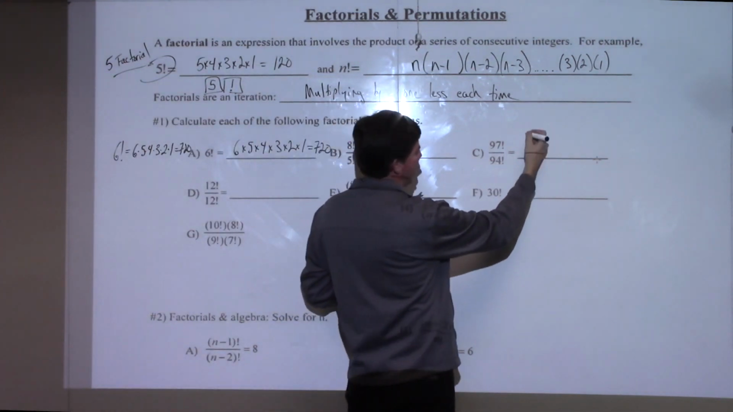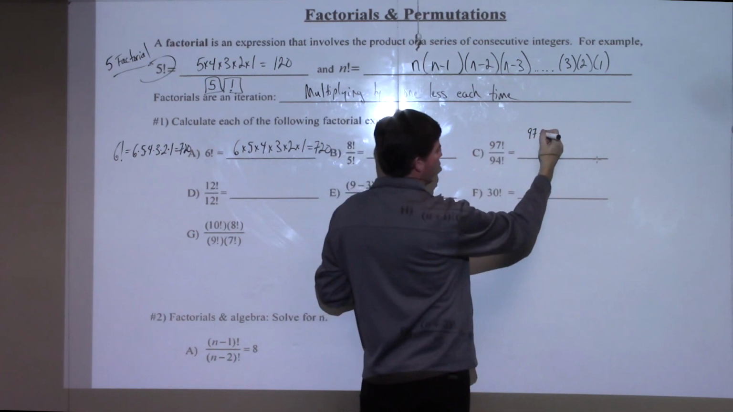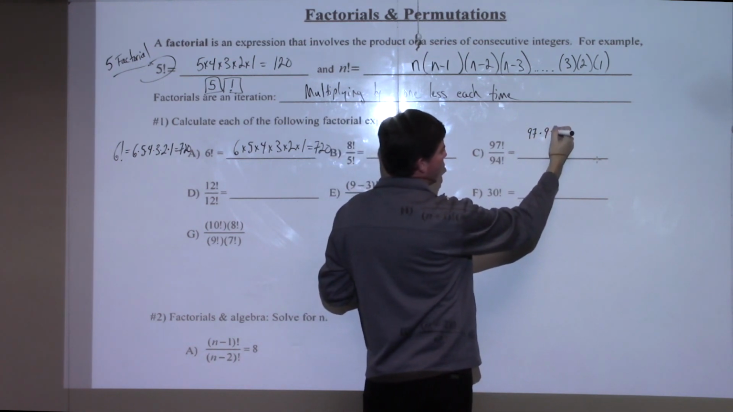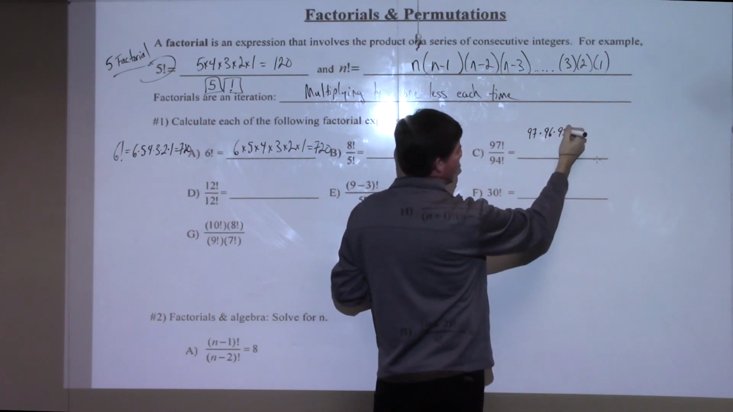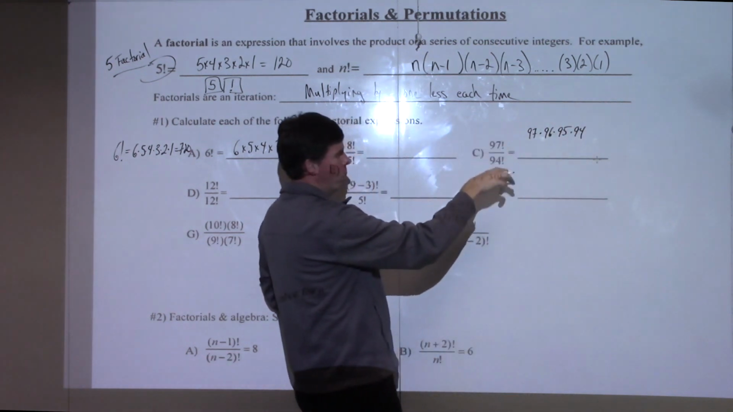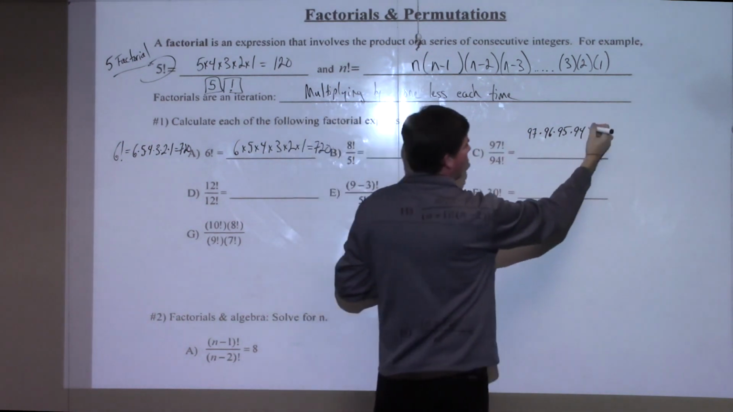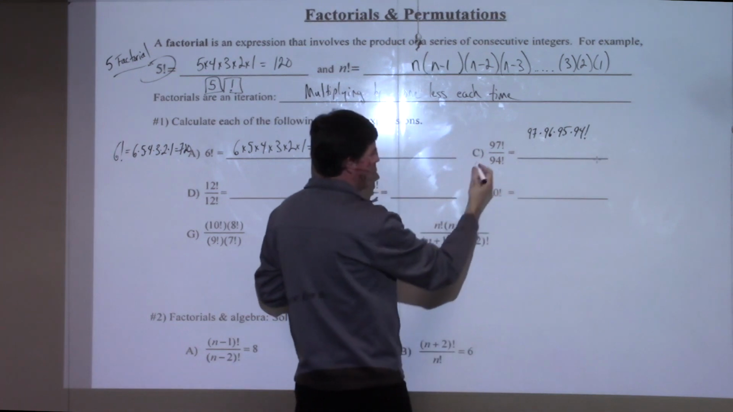97 factorial divided by 94 factorial, there's no way that I'm going to write all this out, and I don't need to, because I know that 97 factorial is 97 times 96 times 95 times 94 times 93. But why have I paused here? This is the number I need to deal with. This is a true statement.